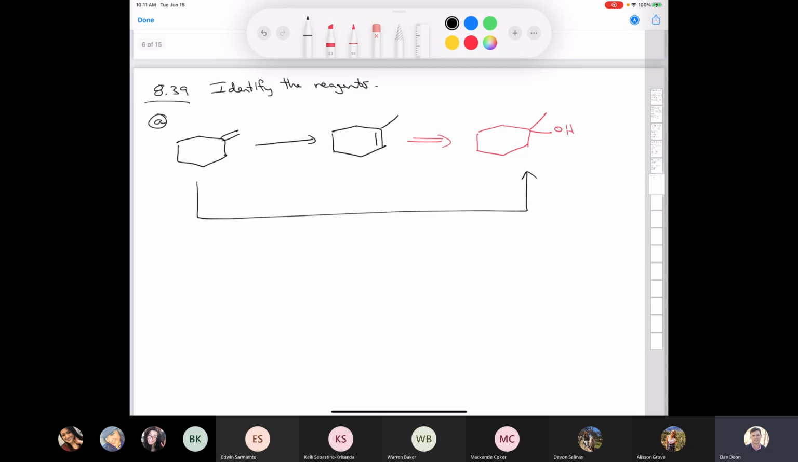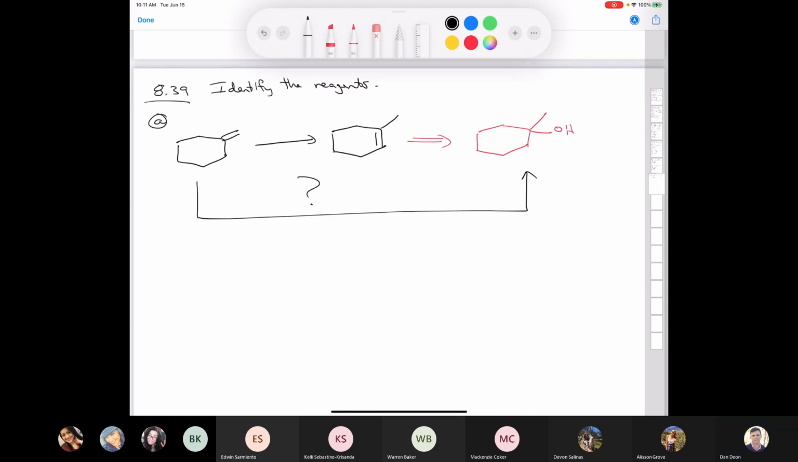Could anybody suggest how to get from this alkene to this tertiary alcohol? It's not a trick question. Could anybody make a suggestion as to how to do this transformation, to go from the exocyclic alkene to the tertiary alcohol?